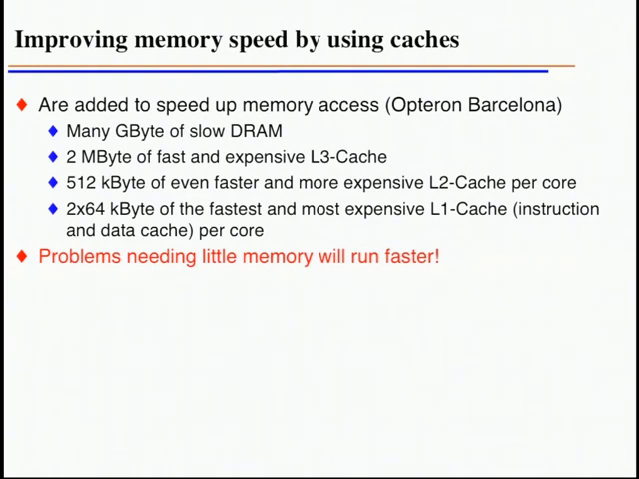So what do you do now? Well, you add some portions of this faster SRAM memory in between the slow main memory and your CPU. And that's the so-called caches.